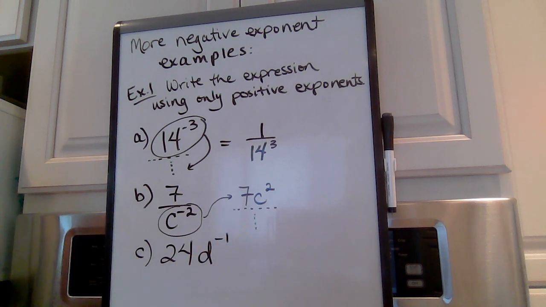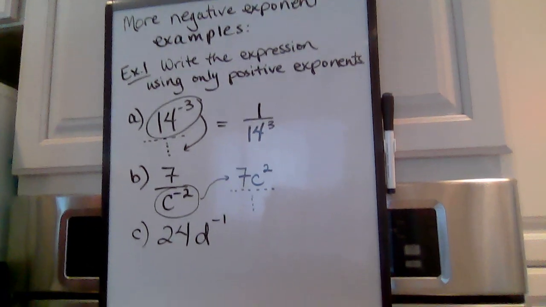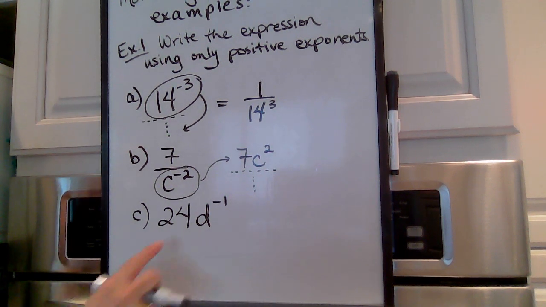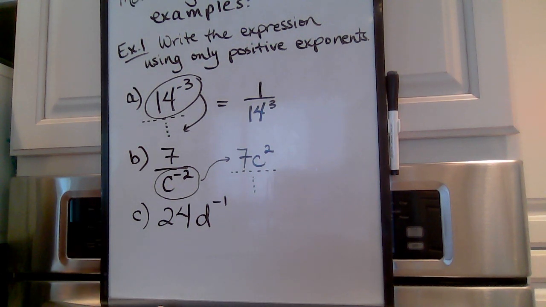24d to the negative 1. So that negative 1 only affects the d. It is not doing anything to the 24. Exponents only affect what they're next to, and it's only next to the d. So we need to move that out of the numerator.